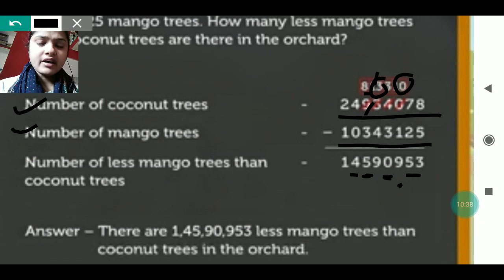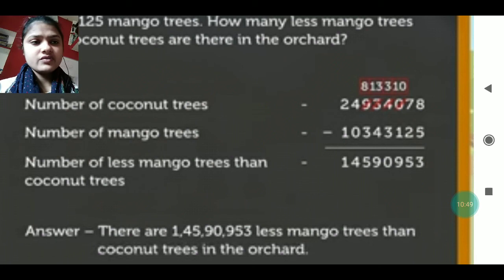So you will get there are 1 crore 45 lakh 90,000 953 less mango trees than the coconut trees in the orchard. Okay, so this we can calculate.